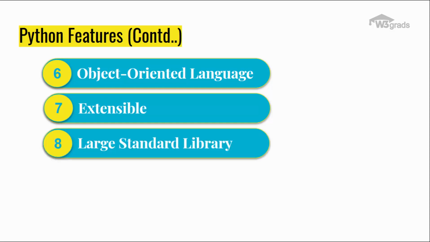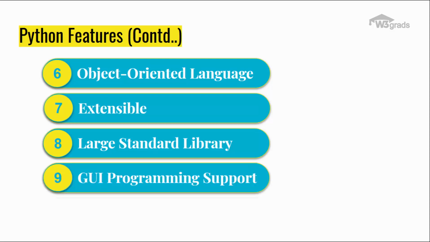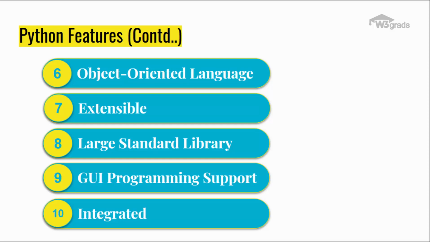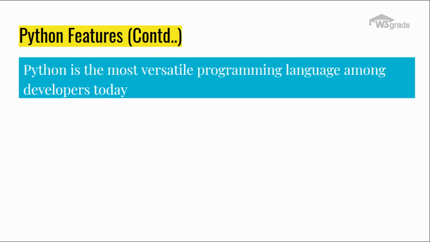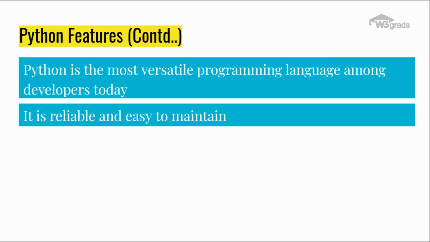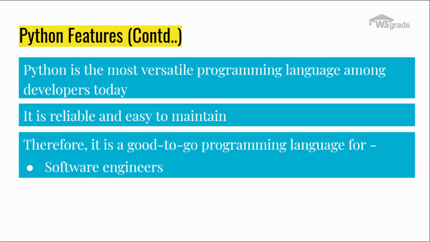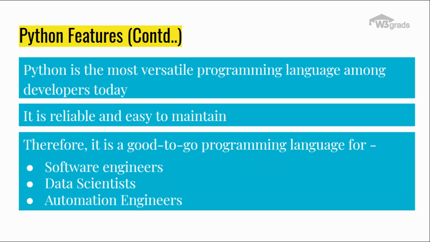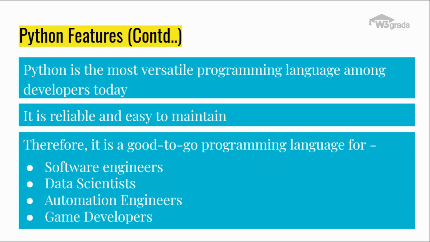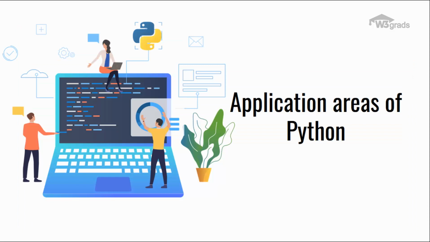Python has a large and broad library, and provides a rich set of modules and functions for rapid application development. Graphical user interfaces can be developed using Python. It can be easily integrated with languages like C, C++, Java, etc. Python is the most versatile programming language amongst developers today. Since Python is reliable and easy to maintain, it becomes a good-to-go language for software engineers, data scientists, automation engineers, game developers, etc. One might ask, what are the key areas where Python has its best applications?